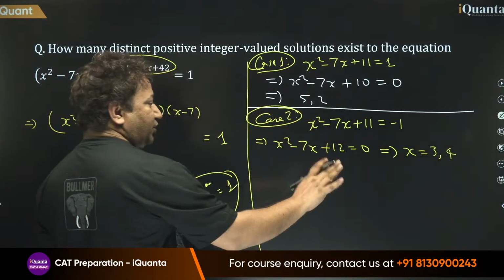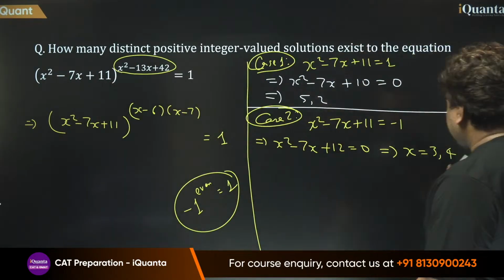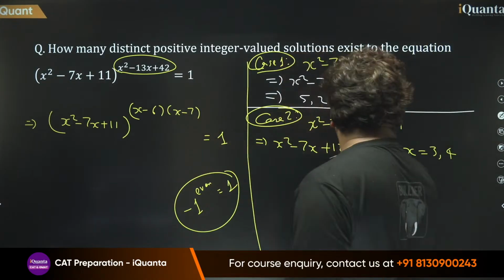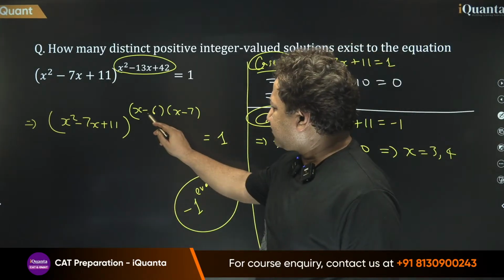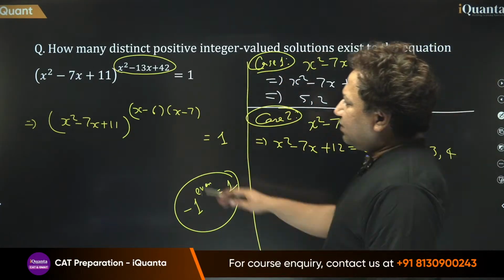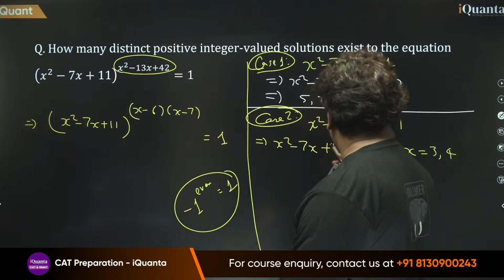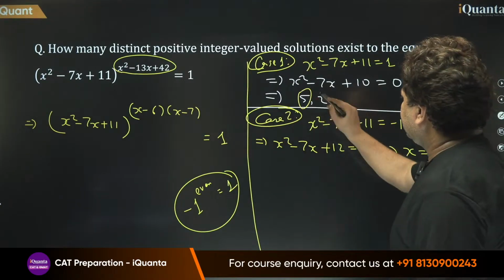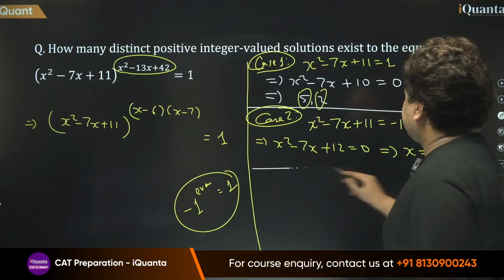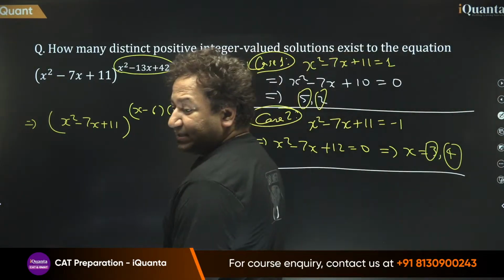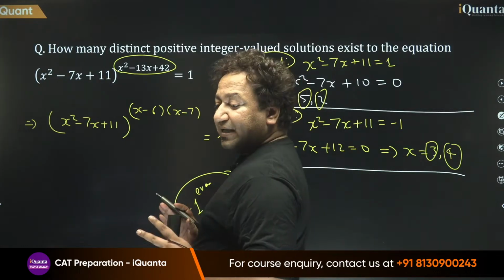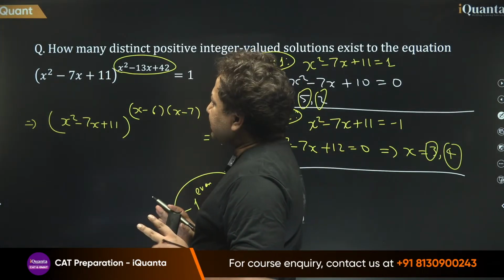At 3 and 4, it doesn't end here. We have to check whether the powers are even at both 3 and 4. If I put 3, 3 minus 6 is minus 3, 3 minus 7 is minus 4, so I got one even. If I put 4, 4 minus 6 is minus 2, it will be even. That is why this is also a possible case. 1, 2, 3 and 4. And then there will be one more case. Who will tell me that? One more case is whatever the base is, base should not be equal to 0, but power is 0.